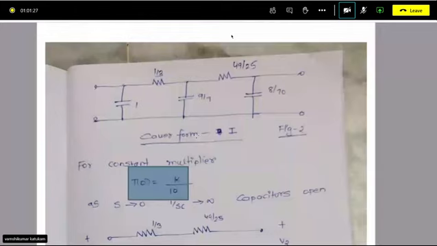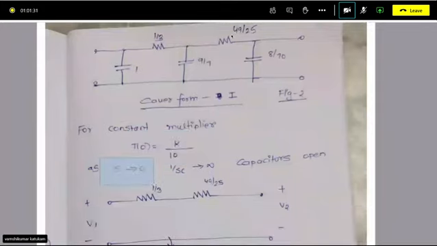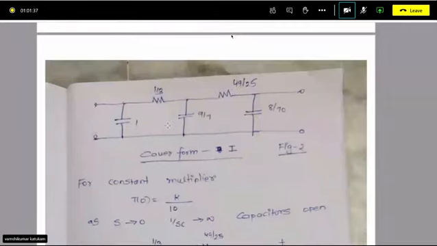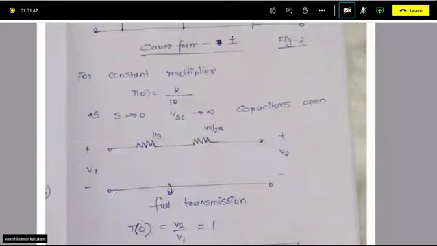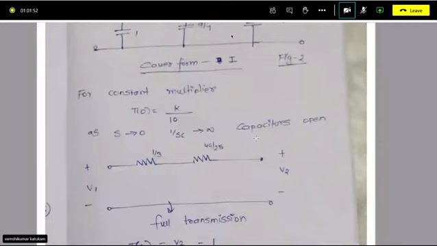And as s tends to 0, 1 by c tends to infinity, and capacitors are open. So if you open the capacitors here, you don't have any resistor, so the entire input is transferred to the output. Okay, full transmission, because you have opened all capacitors, you don't have a resistor in this position. We have resistors only in these series elements. Then V2 upon V1 will be 1.